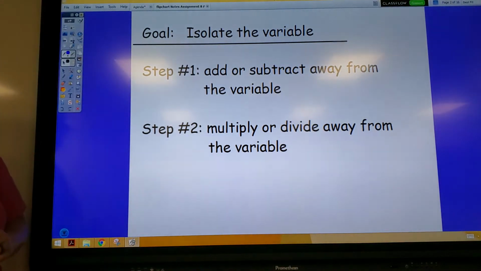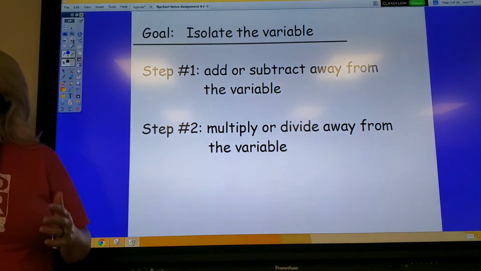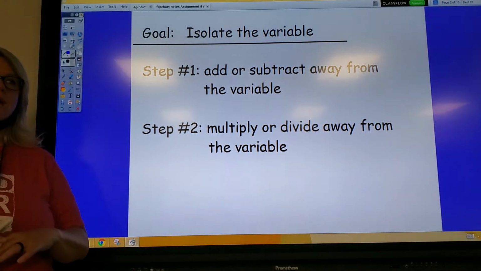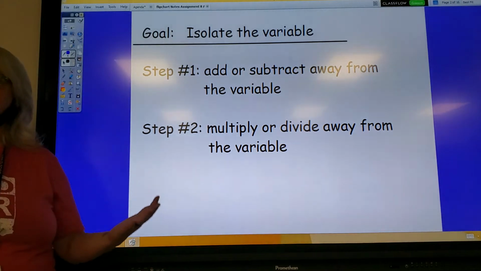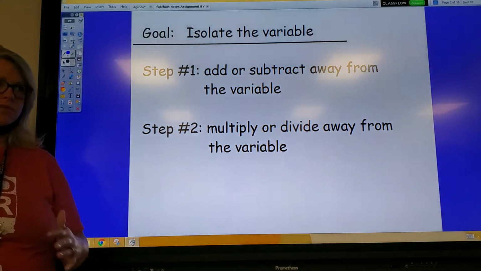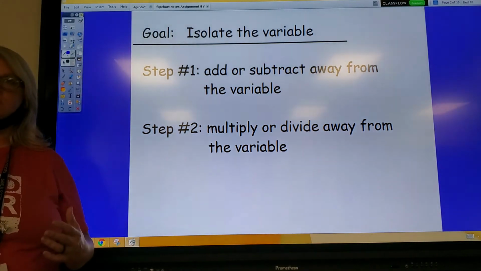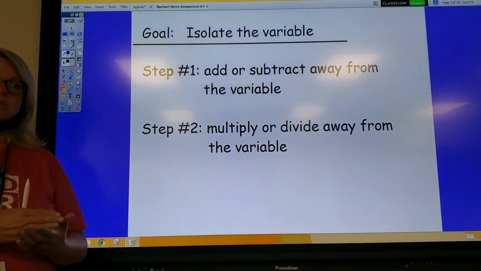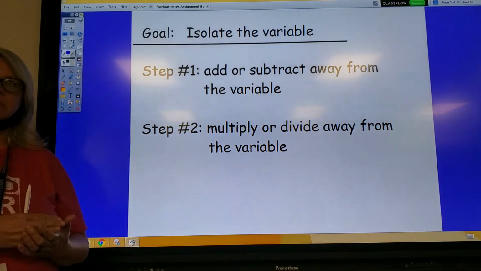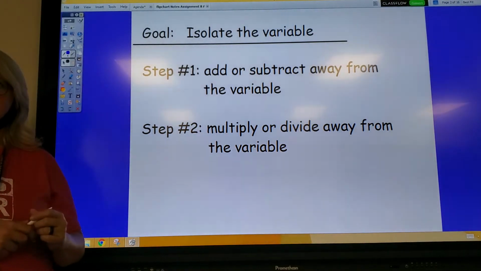Now, again, today it's integers, so positive and negative numbers, but we will not have any decimals or fractions today. No decimals or fractions. So what that means is if you're doing your assignment and you get an answer that is a decimal or a fraction, that means you made a mistake, okay?